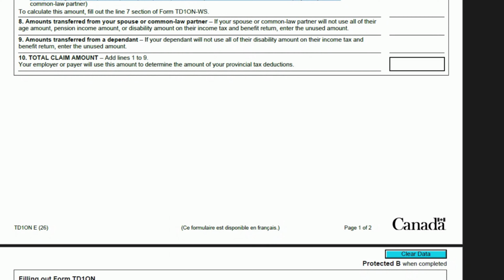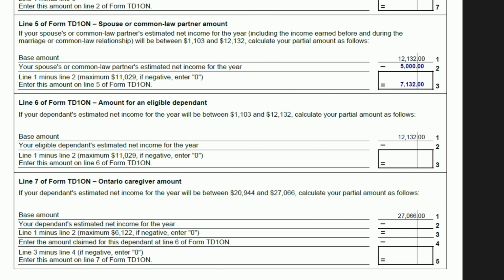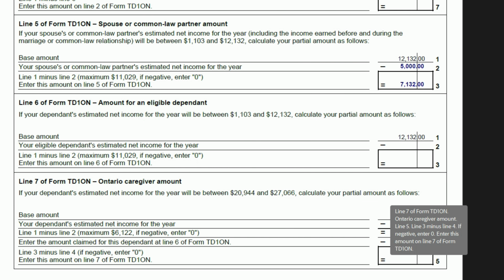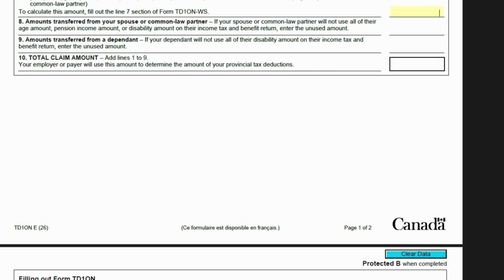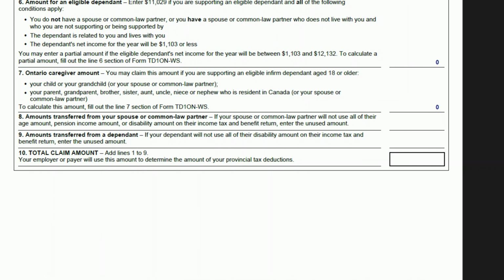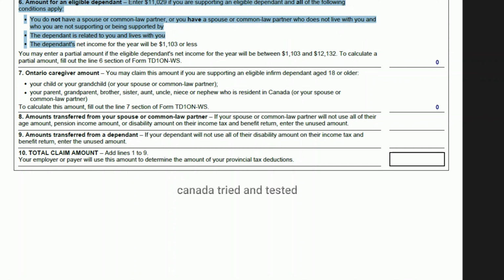This line 7 Ontario Caregiver amount is to support an eligible infirm dependent aged 18 or older. If you have anyone 18 years or older, it could be your child, your grandchild. Here the categories are given. Basically someone who has severe or prolonged impairment, who qualifies for disability tax credit, has an infirmity as it says on this line, and person with disability. So if these criteria are met, you will be able to enter.